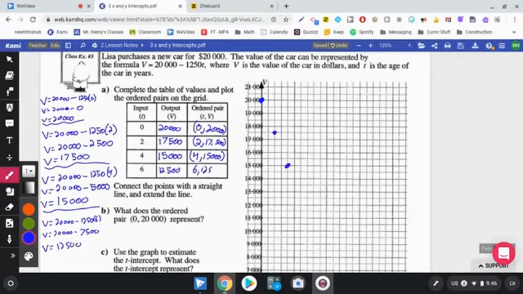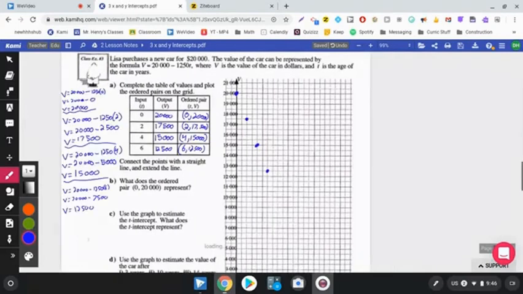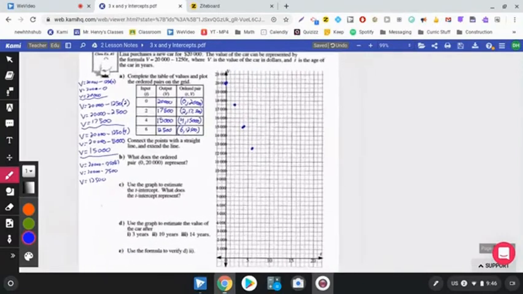6, 12,500. All right, and I'll plot that one. That would be right in the middle of 12,000 and 13,000. Right there. Okay, great. So that's A. I completed the table of values and I plotted them on the grid. And then it says connect the points with a straight line and extend the line.